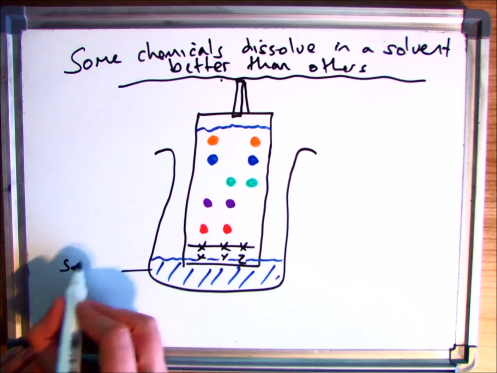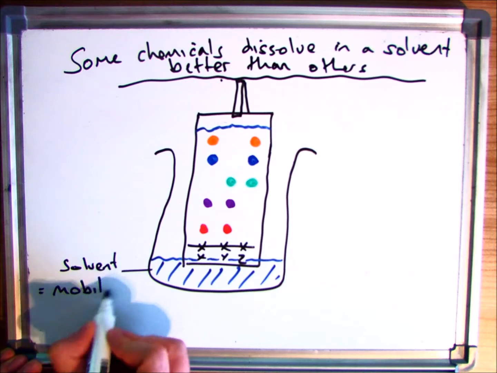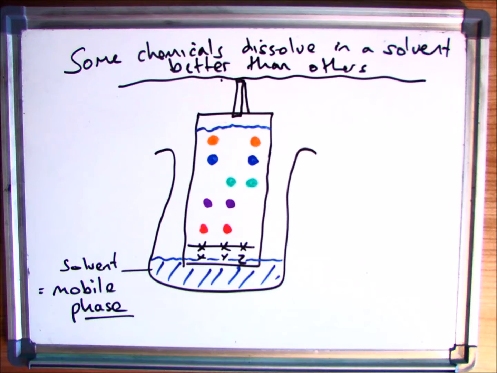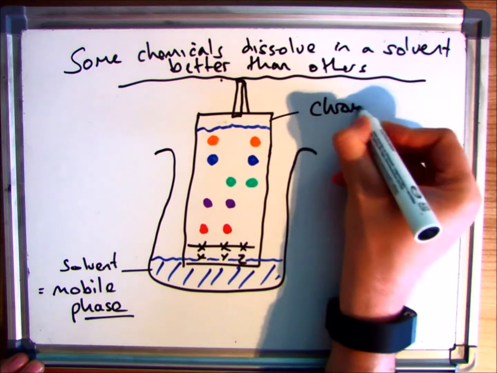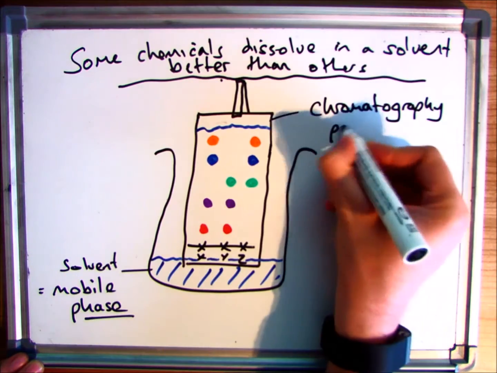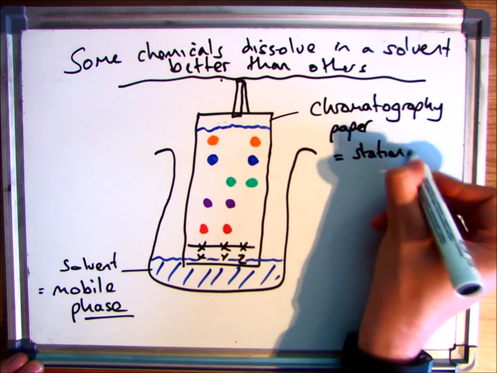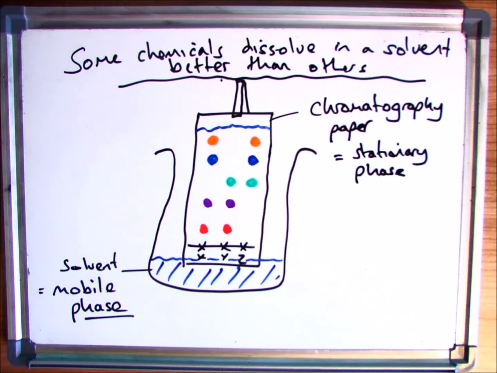Okay, so there are two phases to any chromatogram. You have your mobile phase, which is the solvent, that is either water or ethanol, and then you have the stationary phase, which in every single case is your chromatogram, your chromatography paper.